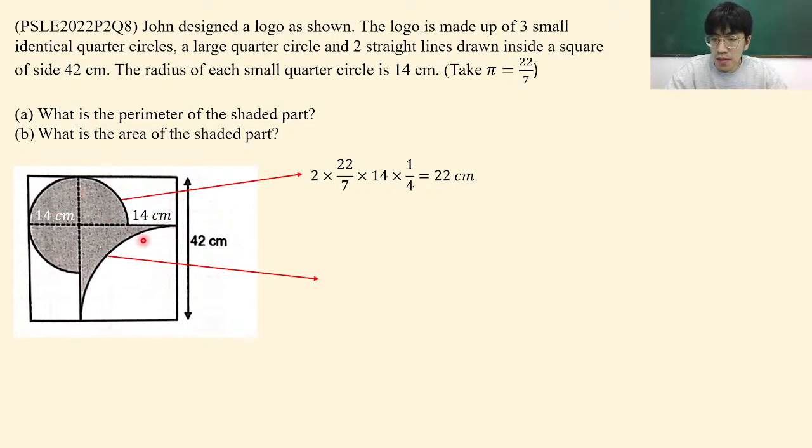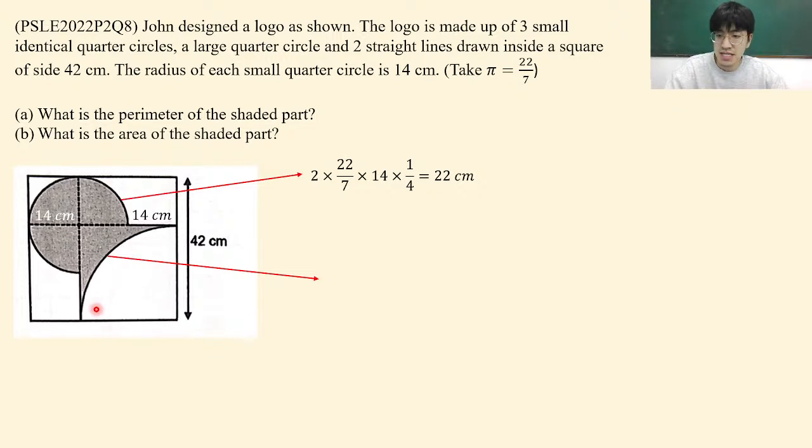Now with that, how am I going to find this length over here? Well, we see that this is also a quarter circle, but a bigger one. Now, can someone tell me what is the radius of this big quarter circle over here?